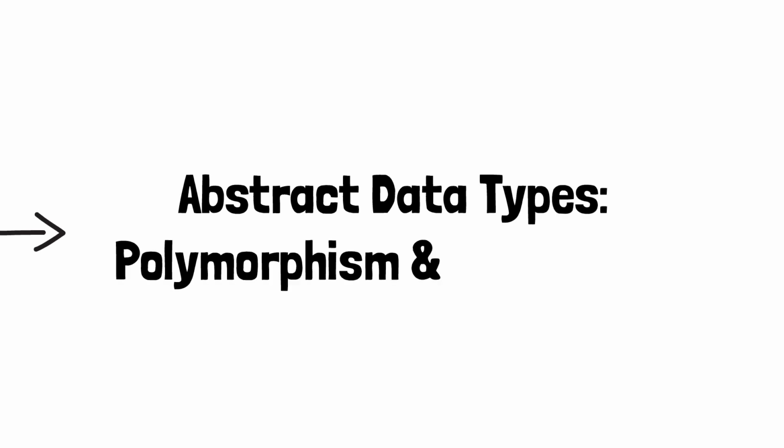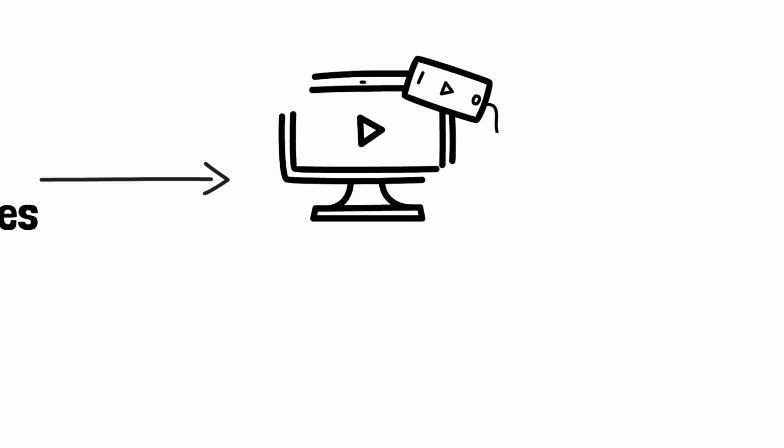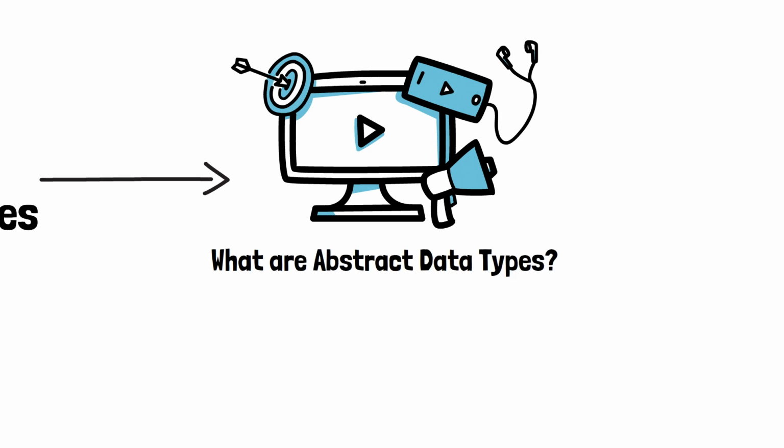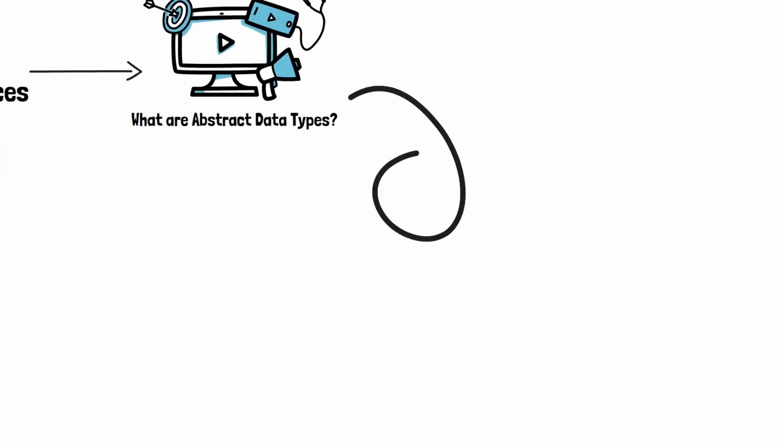Today's topic is going to be related to abstract data types again, specifically polymorphism and interfaces. If you haven't already watched part 1 of this video called What are Abstract Data Types, I would recommend doing so first because you'll be introduced to some of the examples from that video.